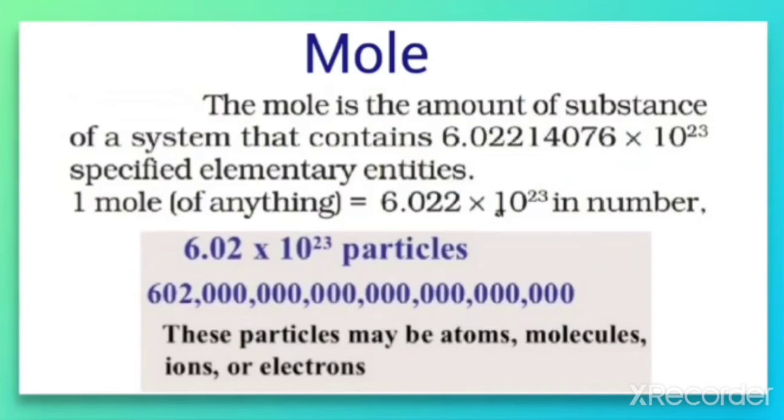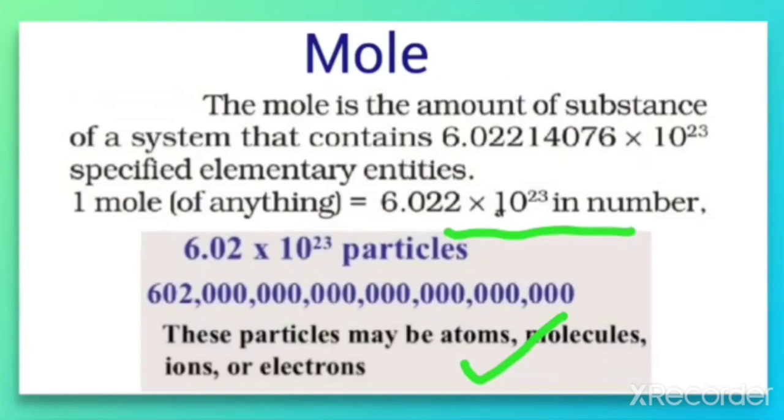You can see it's a very huge number, so it is not comfortable to write in this way. So how do we write this? That is 6.022 into 10 raised to power 23 numbers. So what we can say is that a mole of any substance is equal to this much number. So if I talk about the mole of atoms, that means 6.022 into 10 raised to power 23 number of atoms.